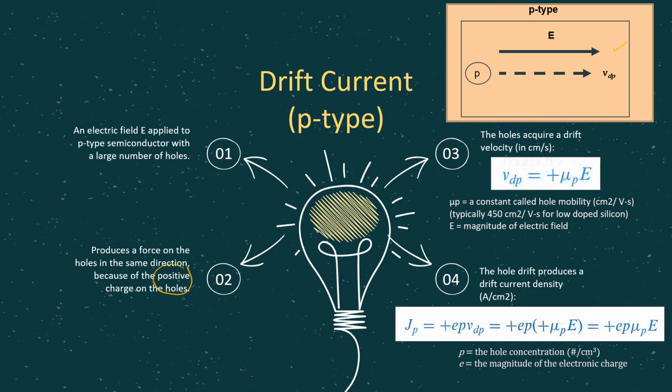Then once they are moving, they acquire the drift velocity, with a similar formula as in the N-type. In this case v_dp equals positive mu_p times E. Why positive? Because it's moving in the same direction as E. Then from there we can get the current density, which is given by J_p equals e p v_dp. The same thing: e is the magnitude of electronic charge, p is the hole concentration, times the drift velocity of these holes. From there we can get the current density in P-type semiconductor.